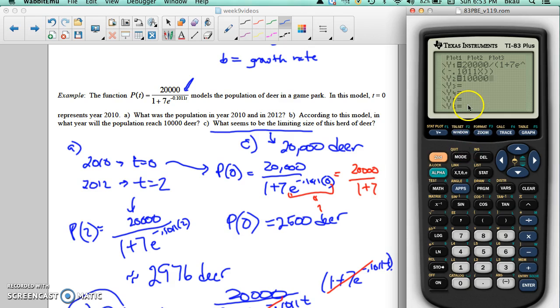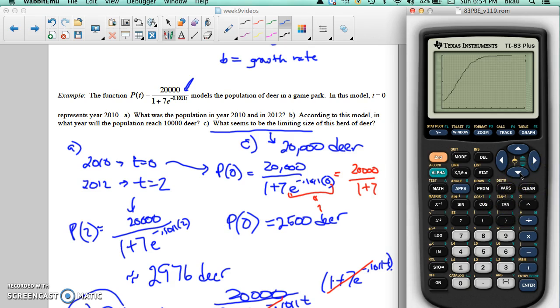Okay, so we have these two formulas. Let's take a look at what they look like. So our maximum capacity here, we're going to go out to be like 100 years, and we'll go by 10. Our maximum capacity though was 20,000, so I'm going to go up to 20,000, and we'll go by 5,000 here. And we'll push graph.